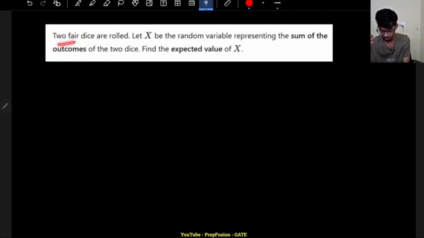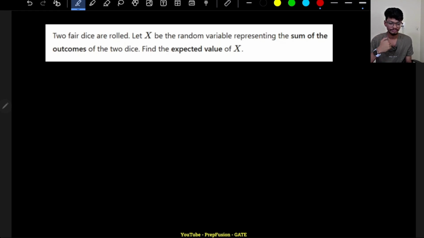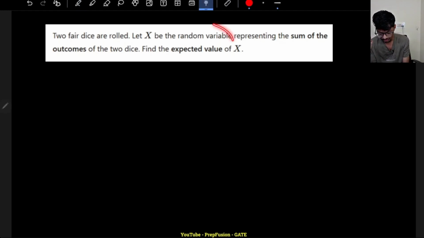So you have two fair dice which are rolled. Let X be the random variable representing the sum of outcomes. Your outcomes can be, if you have rolled the dice, minimum 2, right? 2 can be the minimum value, because both dice will get 1 and 1. You have to find the expected value of X.